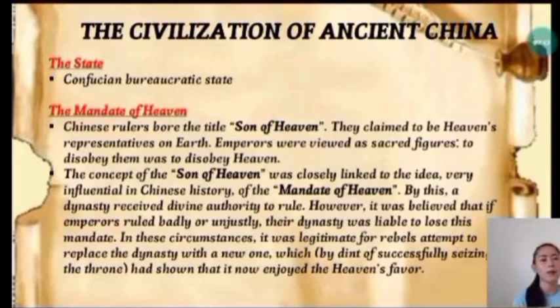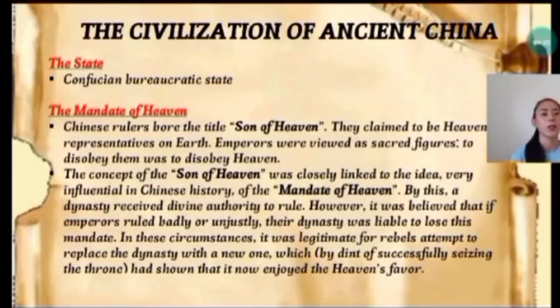The concept of Son of Heaven was closely linked to the idea, very influential in Chinese history, of the mandate of heaven. By this, a dynasty received divine authority to rule. However, it was believed that if emperors ruled badly or unjustly, their dynasty was liable to lose this mandate. In these circumstances, it was legitimate for rebels to attempt to replace the dynasty with a new one, which, by dint of successfully seizing the throne, had shown that it now enjoyed heaven's favor.